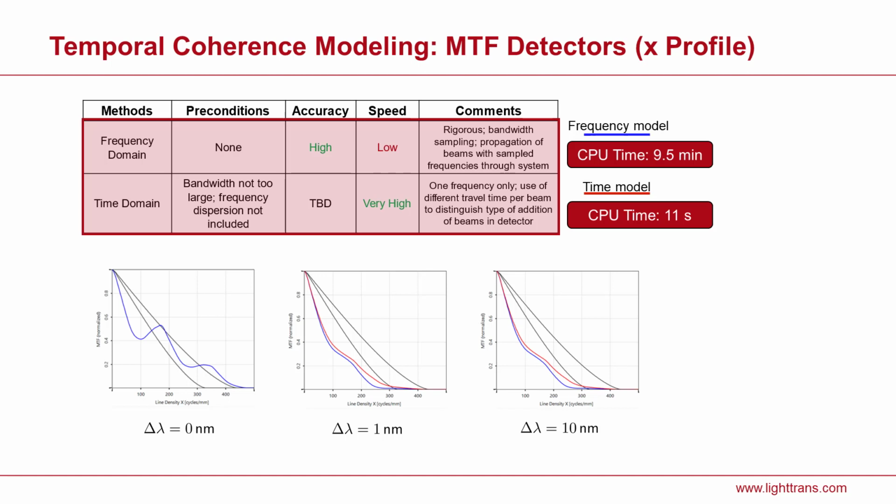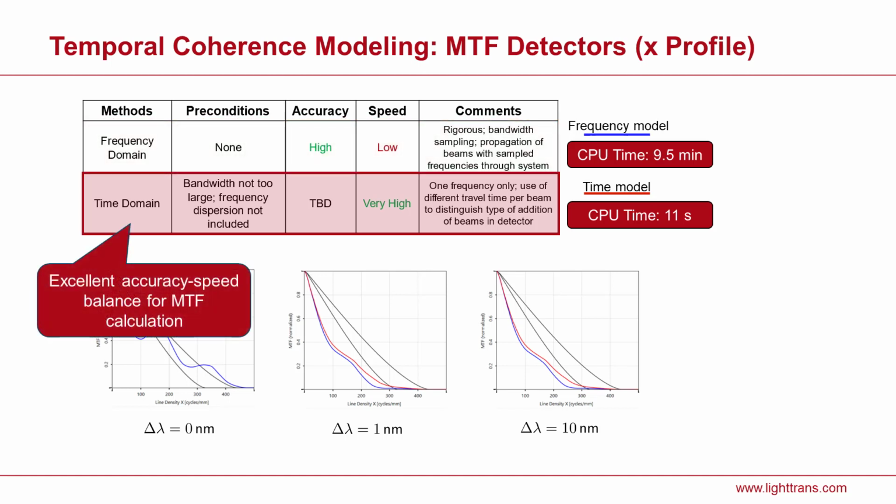And we see the results for 3 different values of the bandwidth. Evidently, for the ideally monochromatic case, there is no difference between the two approaches since there is a single wavelength mode anyway. But in the other 2 cases considered, the accuracy-speed balance speaks mountains in favour of the time domain approximation.